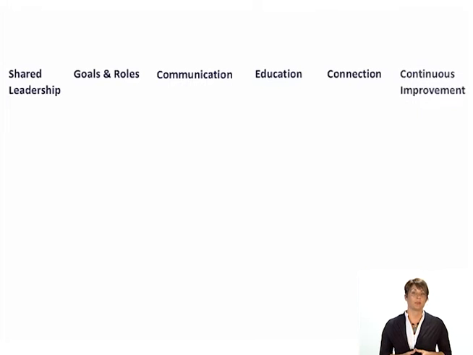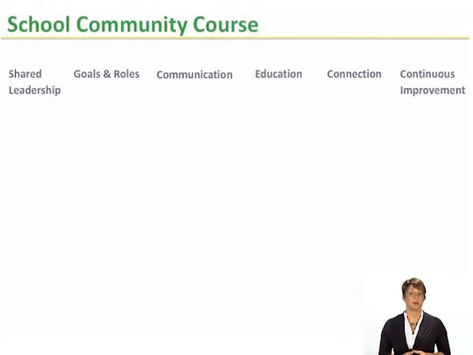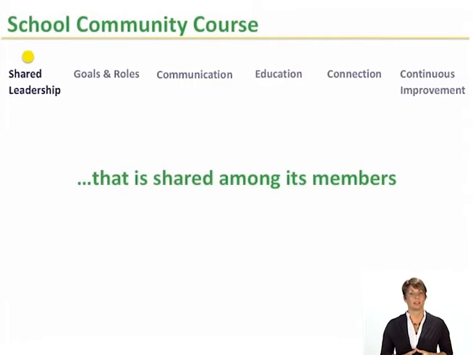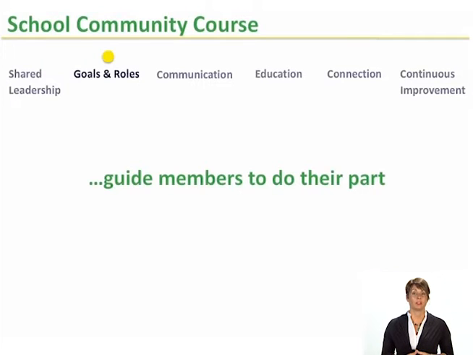As you move through the course, these building blocks will appear across the top of the screen, and a dot will indicate which building block the content is addressing. Building block number 1 is leadership that is shared among its members. Building block number 2 is goals and roles that guide its members in doing their part relative to student learning and in their relationships to one another.